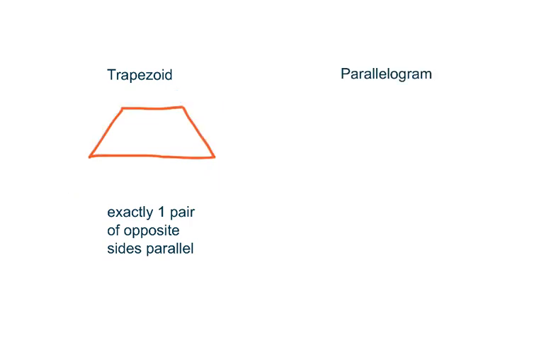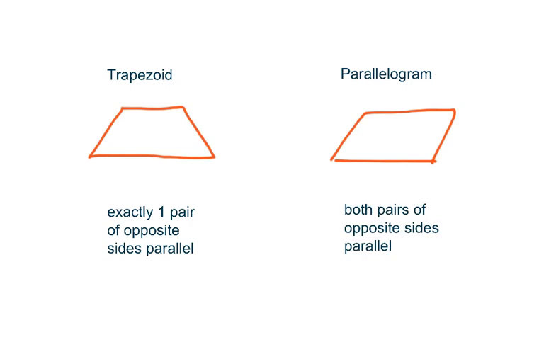You might be thinking, well, what if both pairs of opposite sides are parallel? And that's when we have a parallelogram. In a parallelogram, both pairs of opposite sides are parallel. And we can see that in the picture. This pair of opposite sides is parallel to each other, and this pair of opposite sides are parallel to each other. And when both pairs of opposite sides are parallel, we have a parallelogram.